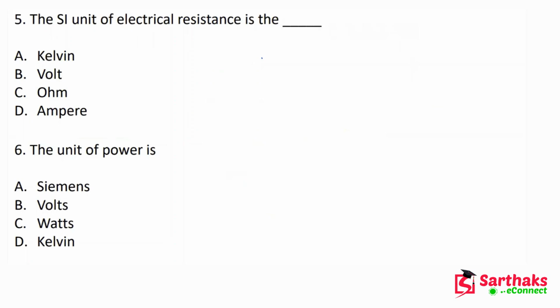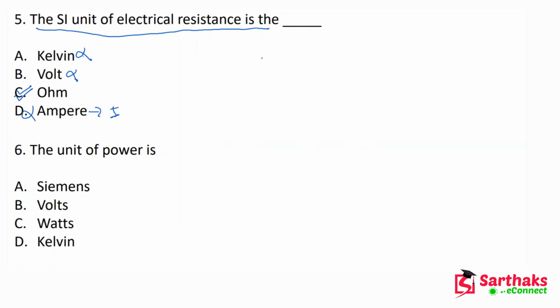So here in question number 5: the SI unit of electrical resistance is what? It is a very simple question, just checking the knowledge we have seen. The SI unit of electrical resistance can be Kelvin? No, it can't be Kelvin. It can be volt? No, volt is the unit of potential difference. Yes, ohm is the right answer. Ohm is the unit of electrical resistance. Ampere is the unit of current, so it also cannot be the answer. But ohm is the right answer.